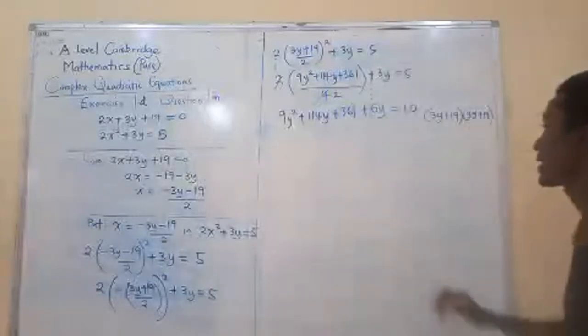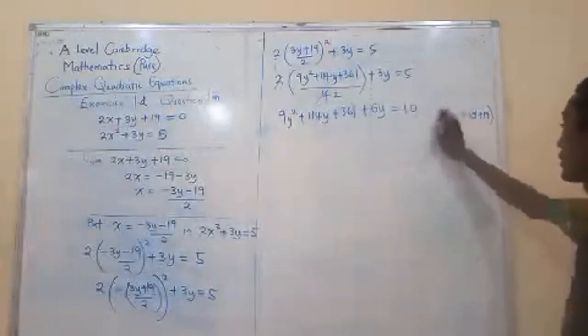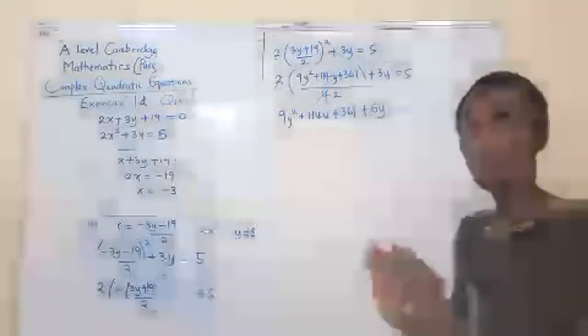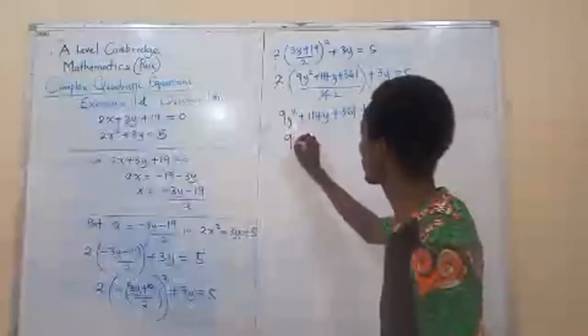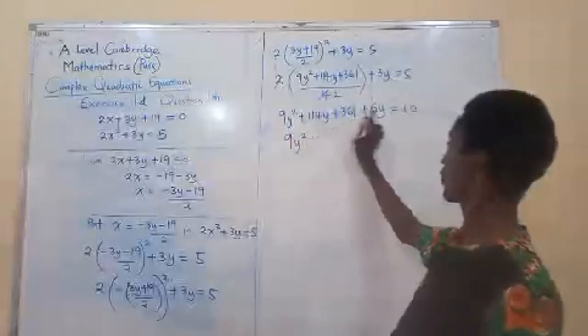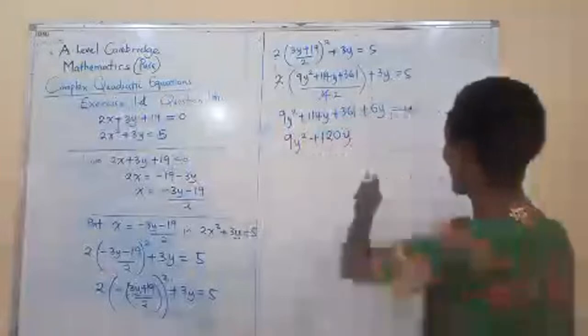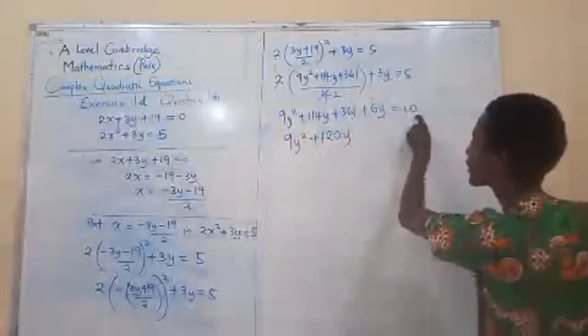How do you understand how I did that? Okay, fine. So with that in place, I can now begin to deal with the aspects of the problem. This will be 9y squared. This plus this will give me plus 120y. Now, 361 minus 10.